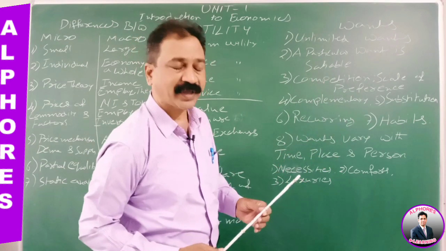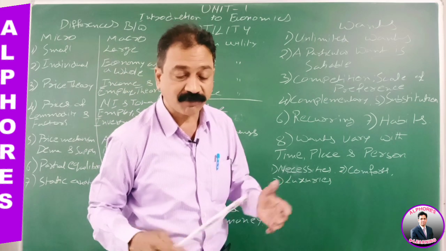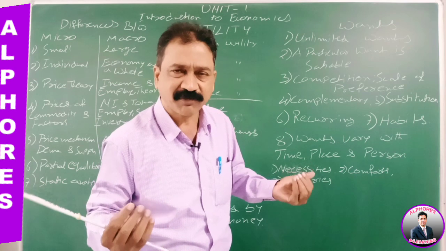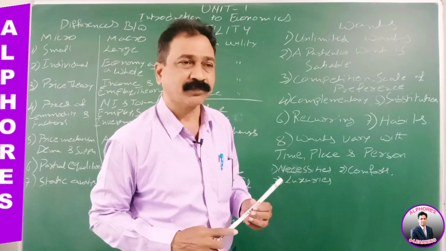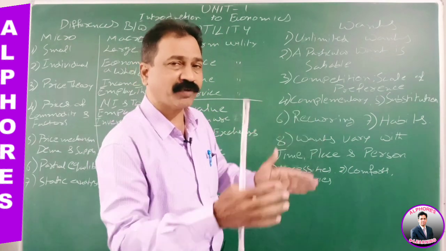Competition. Wants have their own competition. Everyone wants, everyone asks, satisfy me, me first. But we have our own knowledge. We have our preferences. That is called scale of preference.